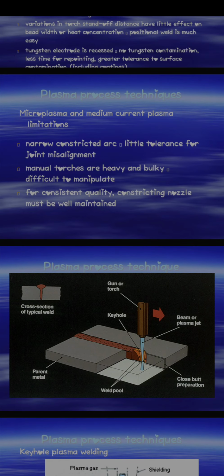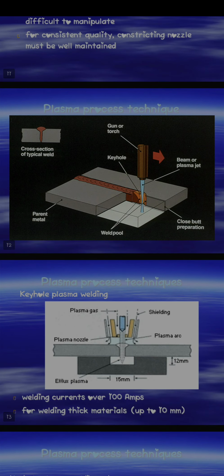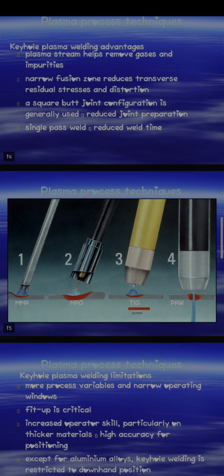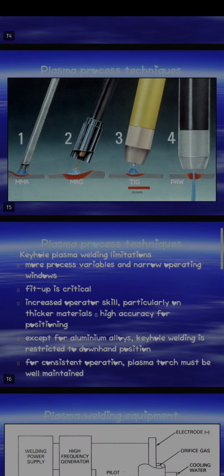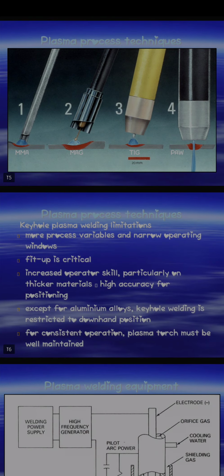Plasma process techniques. Narrow constricted arcs give little tolerance for joint misalignment. Now this picture shows the plasma process techniques: MMA, MAG, TIG, and PAW. These are the techniques.